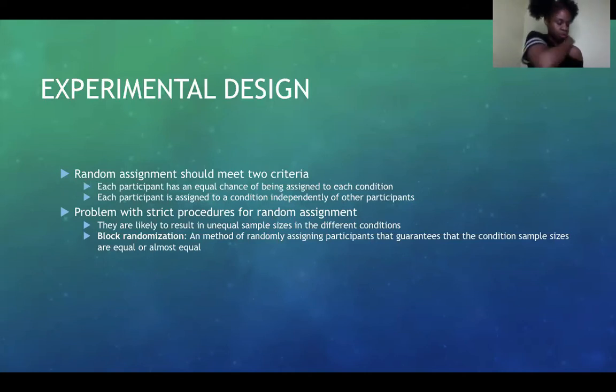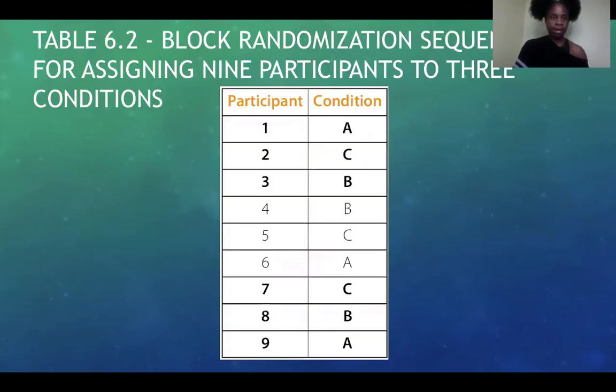Okay, so we're actually going to refer to table 6.2. Here is a table of a block randomization sequence for assigning 9 participants to 3 conditions. Pause here. Again, table 6.2 shows such a sequence for assigning 9 participants to 3 conditions. Our author used the Research Randomizer website, which generated a block randomization sequence for the number of participants here. Again, when the procedure is computerized, the computer program often handles the block randomization.